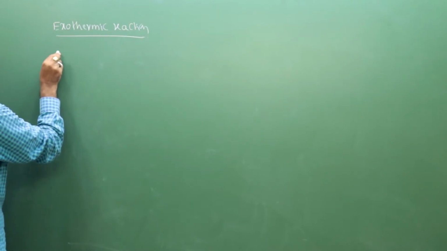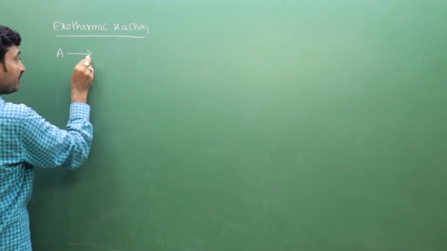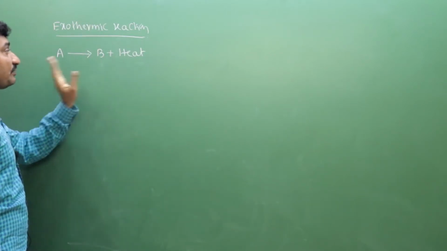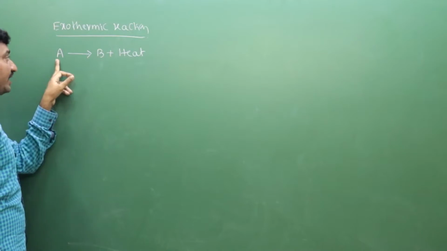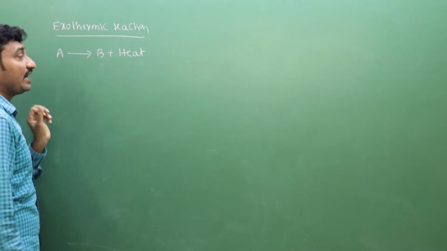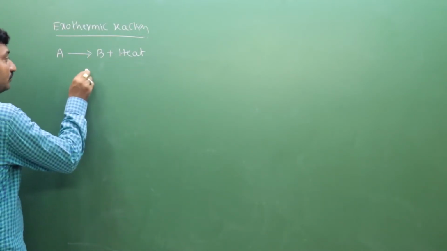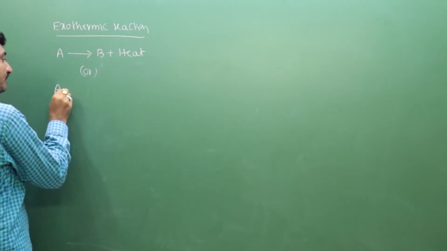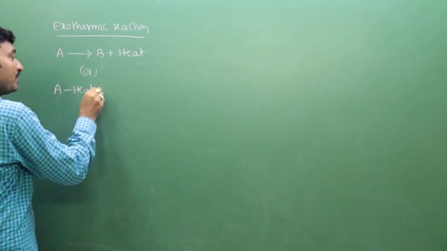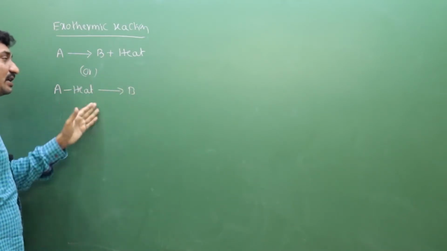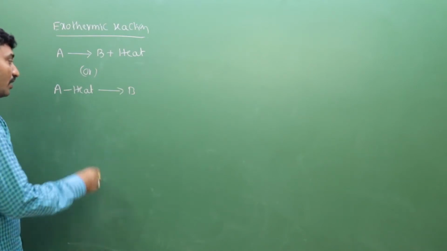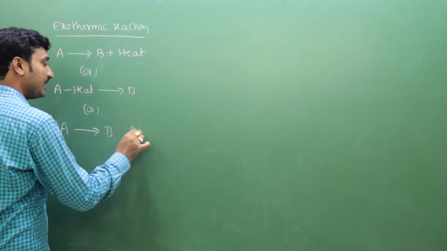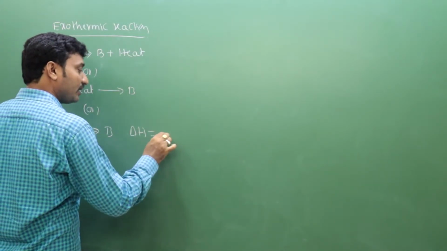In a reaction, A gives B with evolving of some heat, so this is an exothermic reaction. It is represented like this: A gives B and evolves some heat. Or we can write it like this also: A plus heat on this side, minus heat, gives B. This is also an exothermic reaction. Or A gives B, delta H is equal to negative.